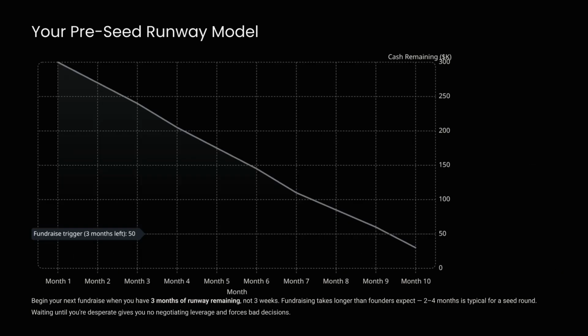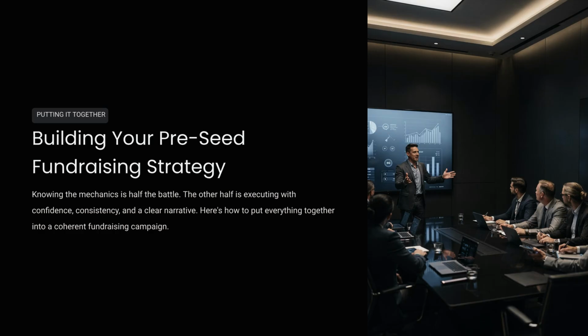This chart shows how to model your pre-seed runway. Start your next fundraise when you have 3 months of runway remaining, not 3 weeks. Fundraising takes 2 to 4 months, and desperation kills your negotiating leverage.